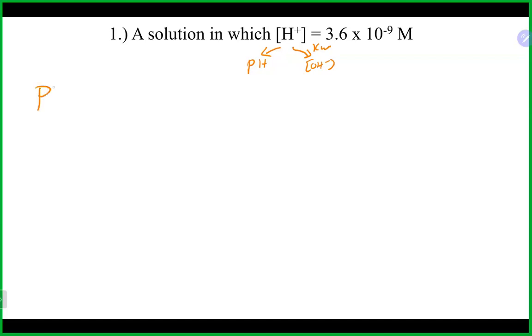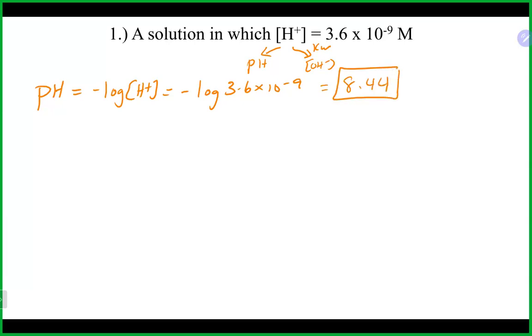So pH here is equal to negative the log of the H plus concentration. Once again, we're going to put that in: negative log 3.6 times 10 to the minus 9. And that will get us a pH here of, looks like, 8.44. Once again, in terms of significant figures, our concentration had 2 sig figs. That's not how many sig figs in the pH, but how many decimal places. So that would be 8.44 in this case.